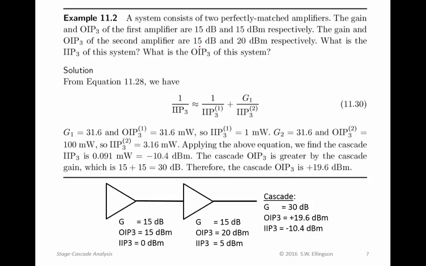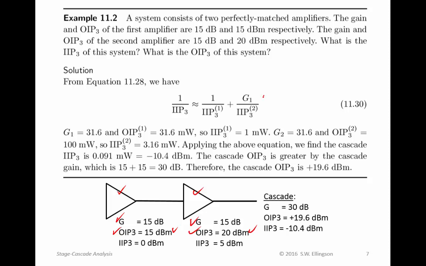Okay, so an example to show how this works. In this example, a system consists of two perfectly matched amplifiers, and they're shown here. The gain and the output third order intercept point of each of the amplifiers here is specified. The gain is said to be 15 dB in each case. Output third order intercept point is 15 dBm and 20 dBm here. And the question is, what is the input IP3 of this entire system? And then what is the output IP3 of this entire system?